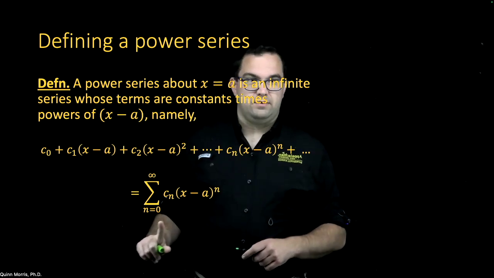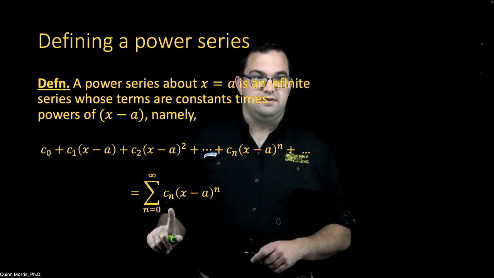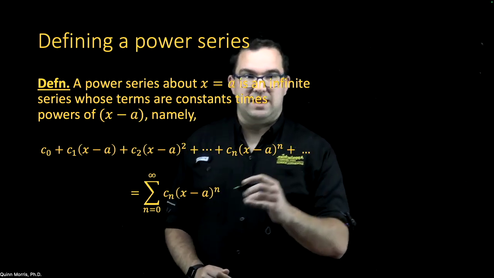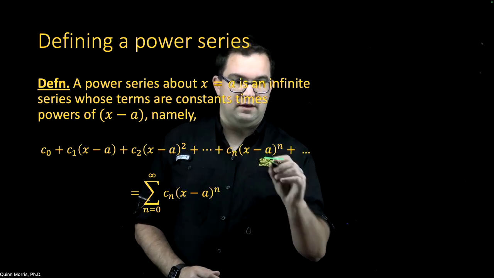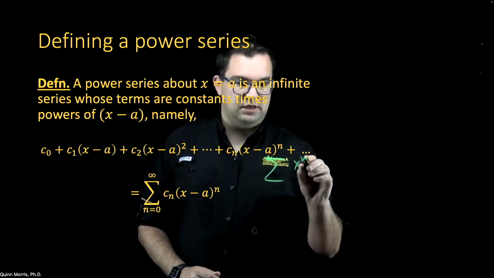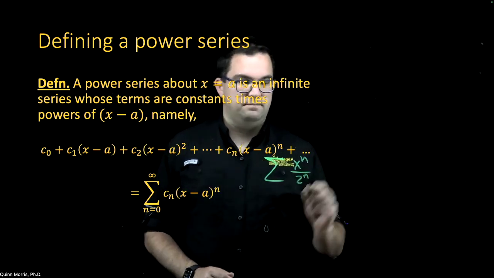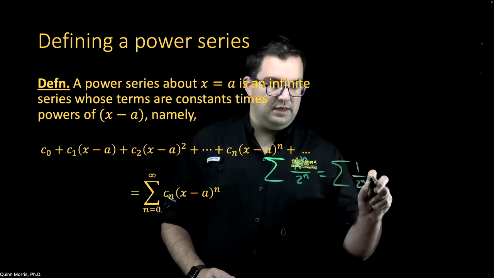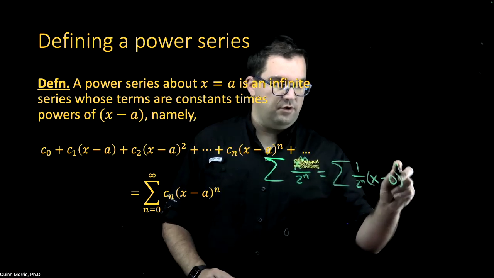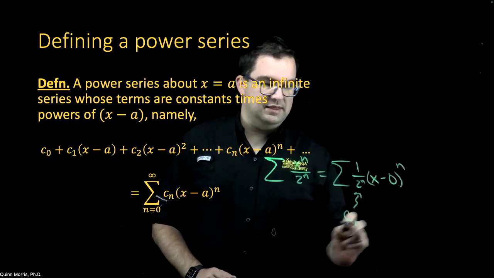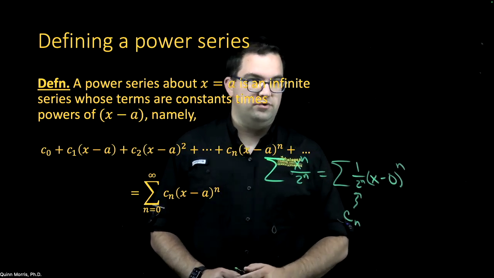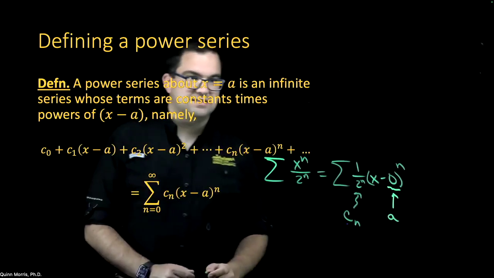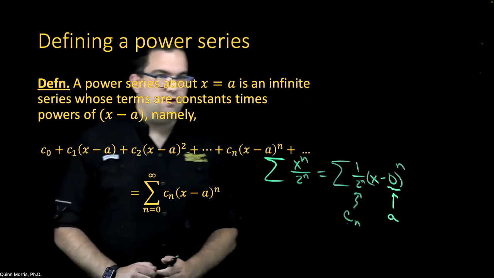In general, we notice that these constants Cn can depend on n. So in the previous example, when we were looking at the sum of x to the n over 2 to the n, I can think of that as 1 over 2 to the n times x minus 0 to the n. So my Cn's in this case were 1 over 2 to the n, and this was a power series about the point x equals 0. So the 0 here is like our a.